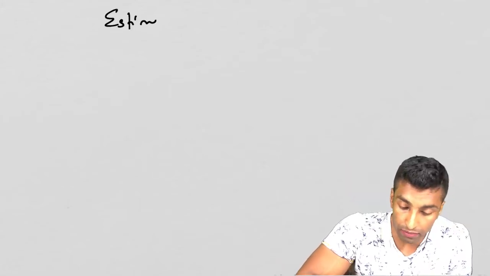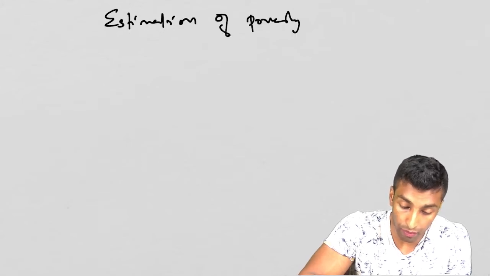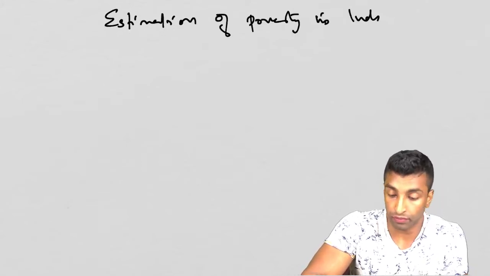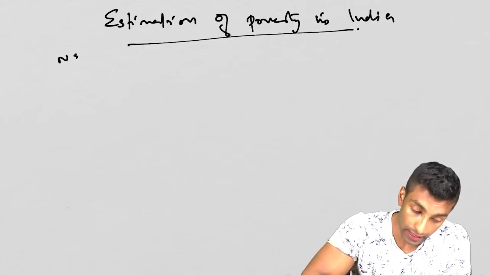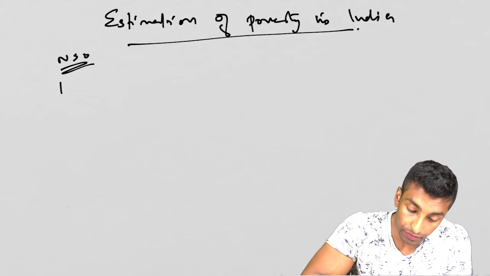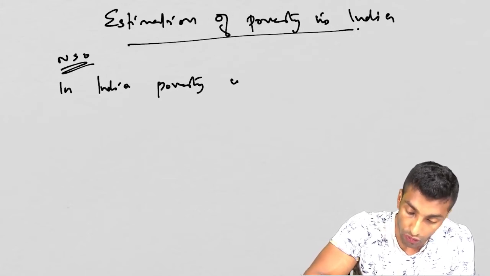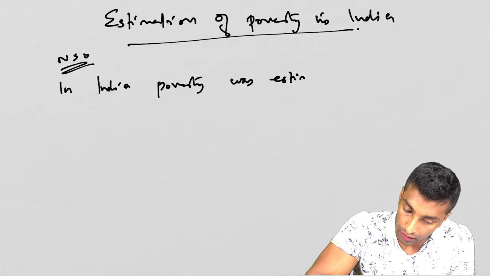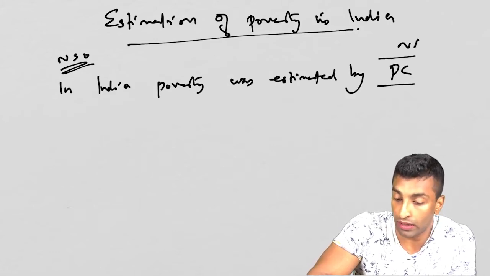So we will now go and see how poverty is actually measured in India. The topic that we are going to cover is estimation of poverty in India. Okay, so who collects data? NSO collects data. Okay, in India, poverty was estimated by the Planning Commission, now Niti Aayog.